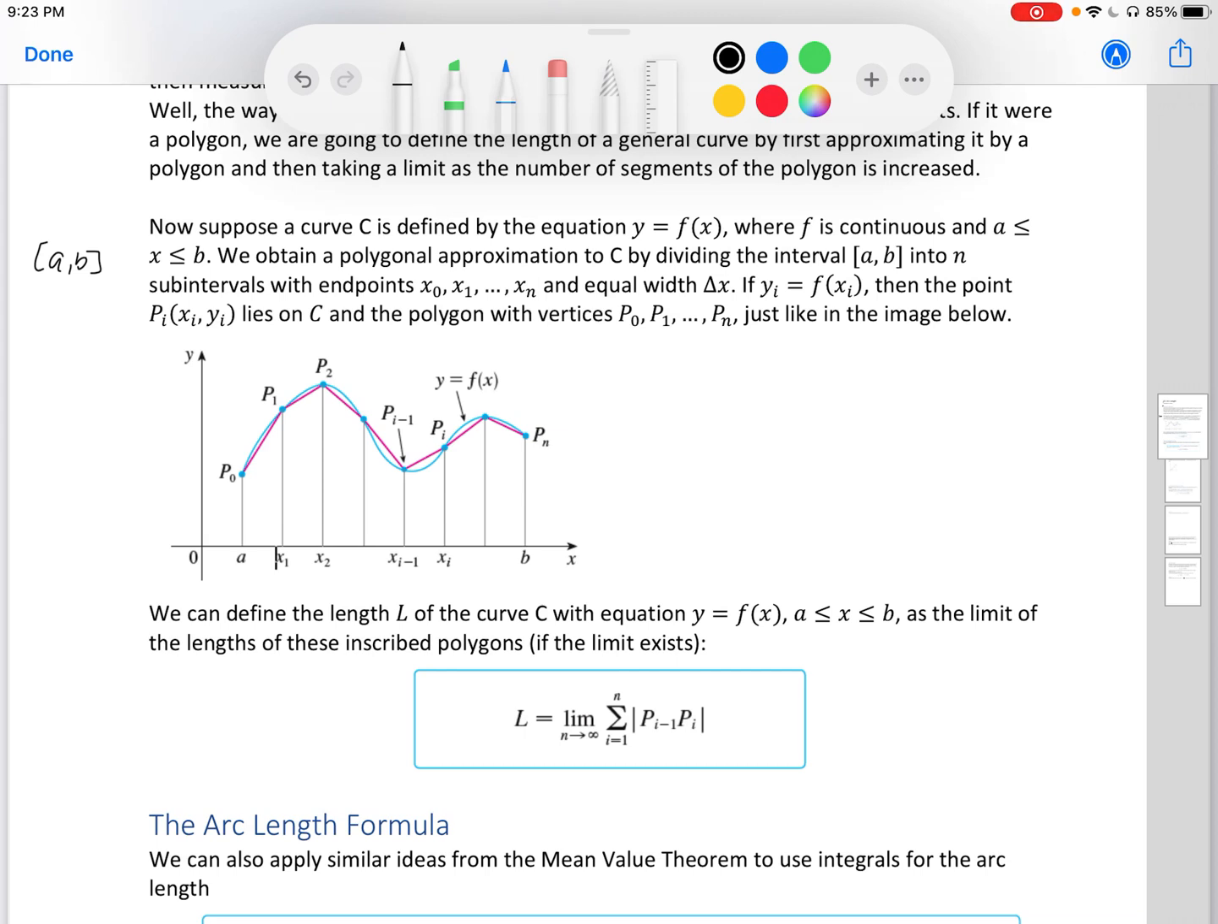If y sub i equals f of x sub i, then the point P_i (x_i, y_i) lies on C and the polygon with vertices P0, P1, all the way to Pn, just like the image below. So we first labeled them as x, but really they can be any point. And so our hope is that if we find the length of these subintervals, we can use that to find the length of our arc, or this curve in our function.